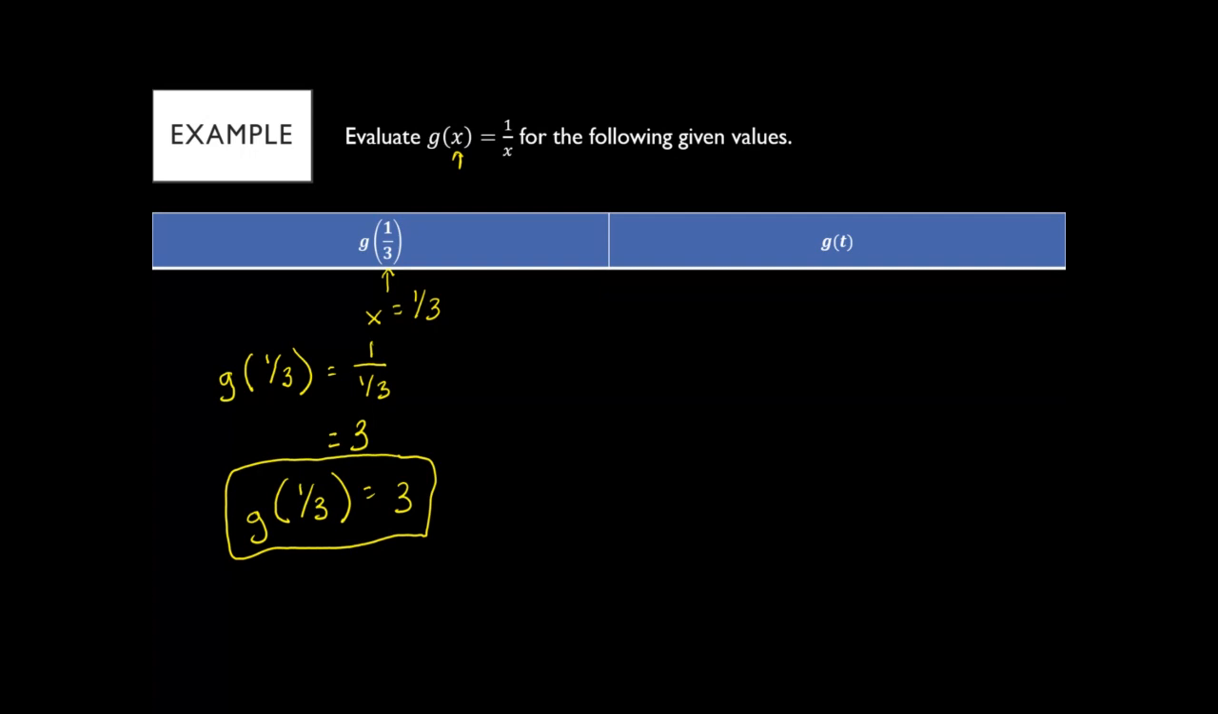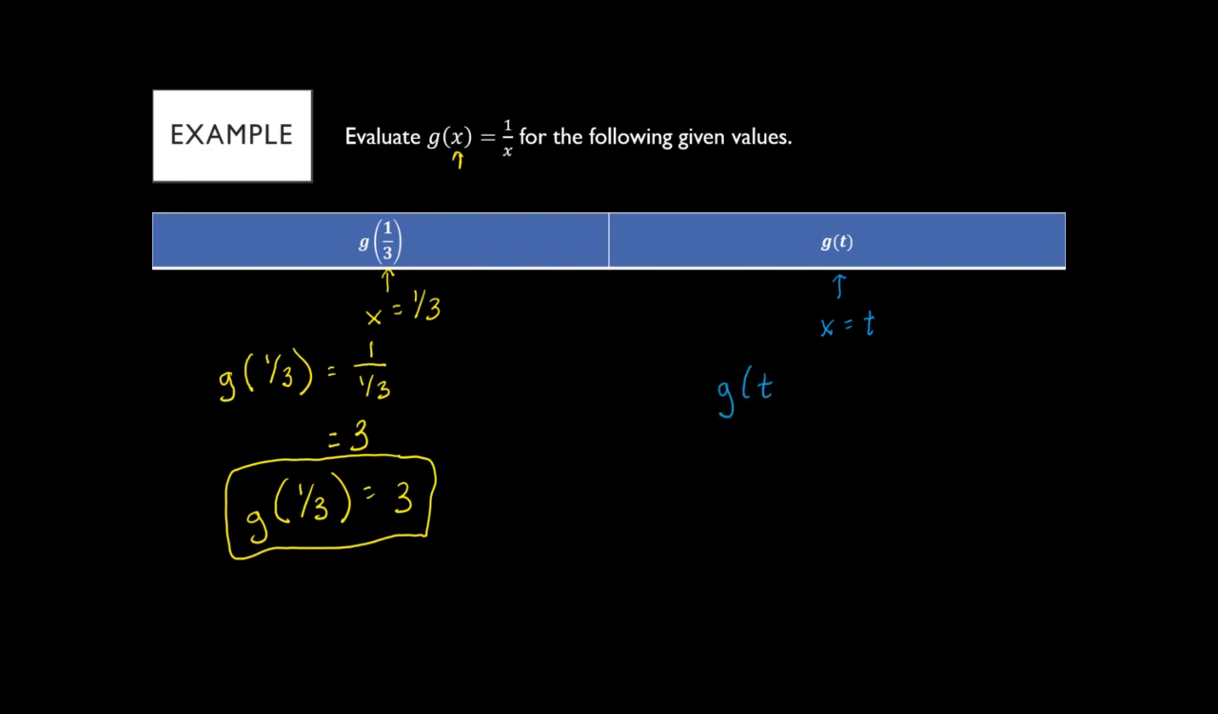Now the example on the right, we have g of t. So now we have a different letter here. This is just saying we're going to replace the letter x with the letter t. So normally it'd be x inside the parentheses. Now we're going to make it equal to t. So we're just doing a substitution here. Everywhere you see x, you're going to write t instead.